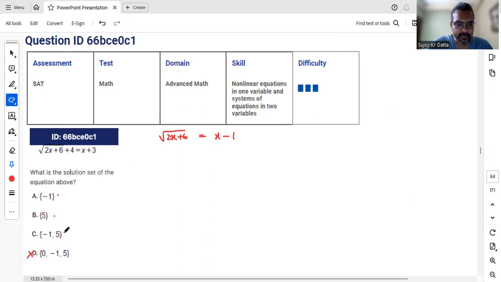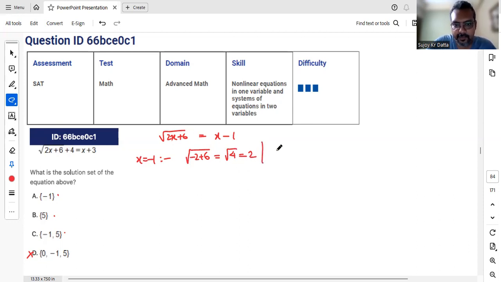Now, if you look at all of these, it's either 5 twice or negative 1 twice, right? Let's just start with one of them. Say we have x equals negative 1. So if I plug in that on the left-hand side, it becomes root of negative 2 plus 6. So that's root of 4. So that is 2. Mind it, the output of the square root is always the positive root. It's never minus 2. Okay, never the negative root.